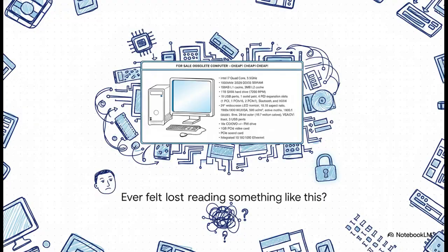Let's dive in. So I'm sure you've seen something like this, right? An ad just jam-packed with numbers, acronyms, and terms that might as well be written in a totally different language. Intel i7, 32 GB, DDR3 SD RAM, 1 TB SATA. It's just a lot, and honestly, it's kind of designed to be a little intimidating.